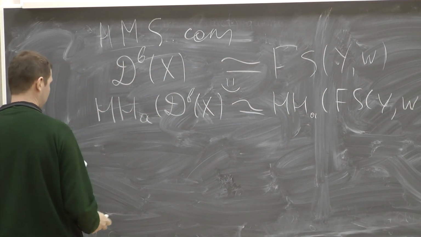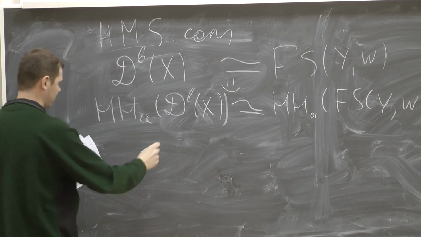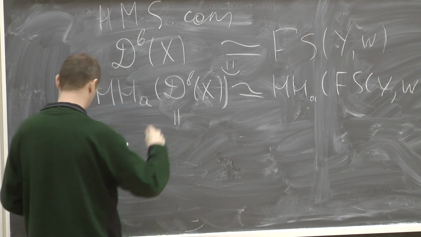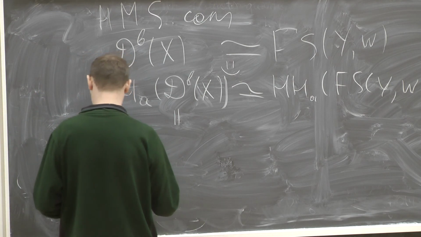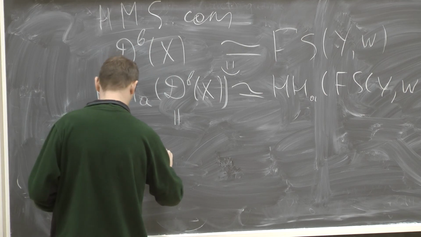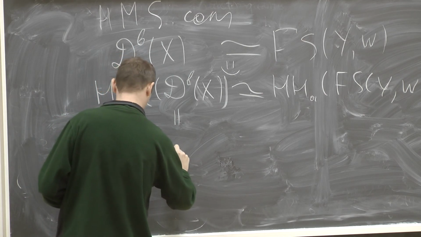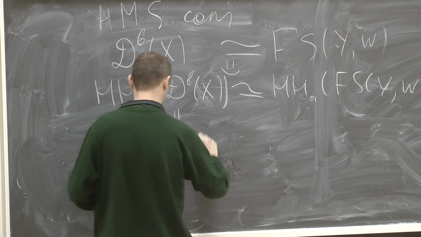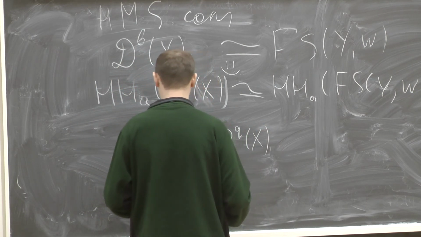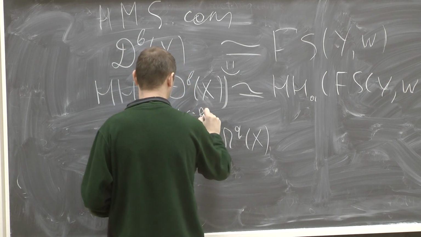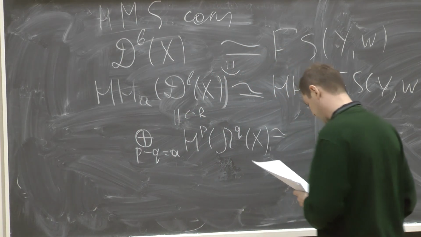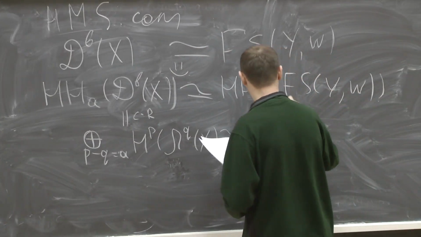But what is Hochschild homology of the derived category of X? By the Hochschild-Kostant-Rosenberg theorem, it's just the sum of cohomologies of forms, the sum over p minus q equal to a of H^p of Omega^q of X. So it's a classical theorem, and it should be our expectation.